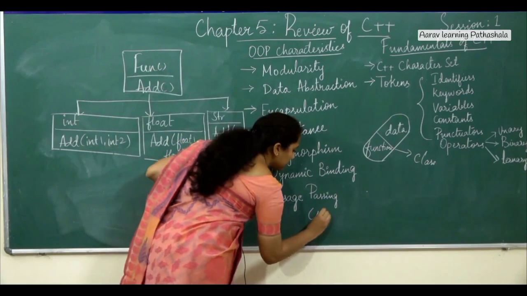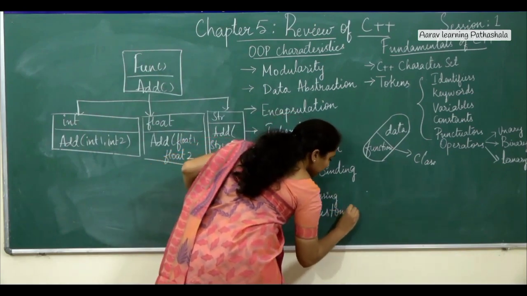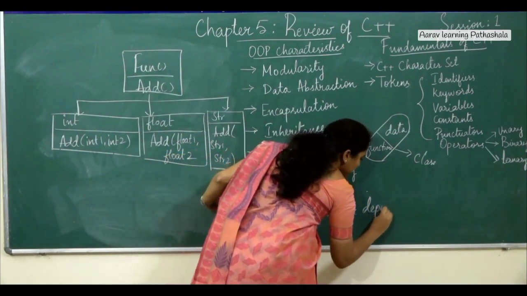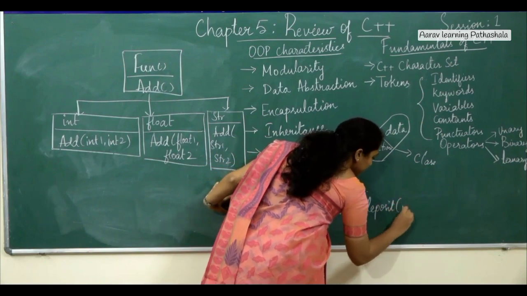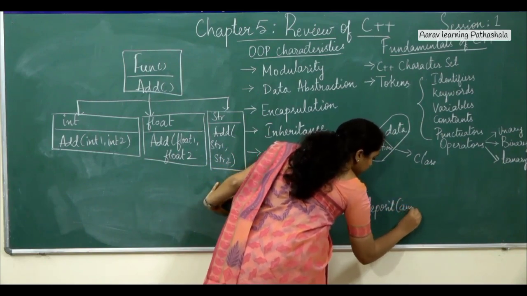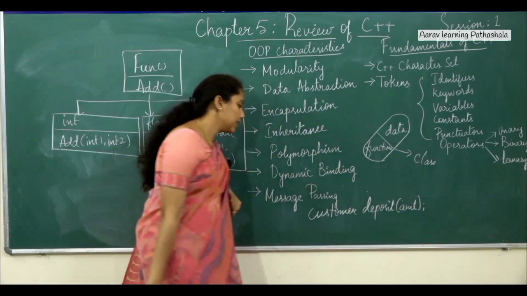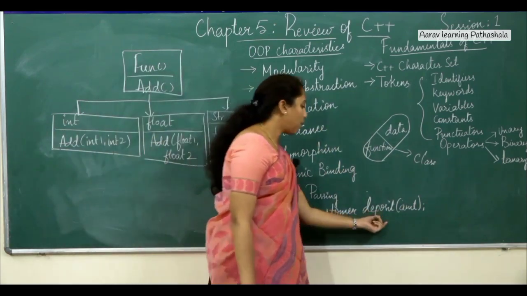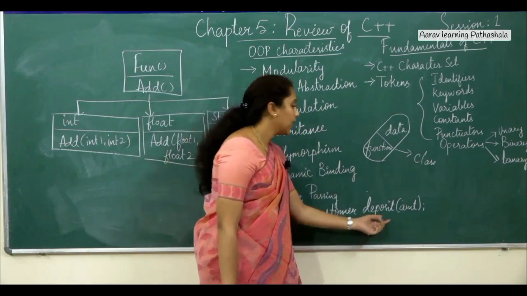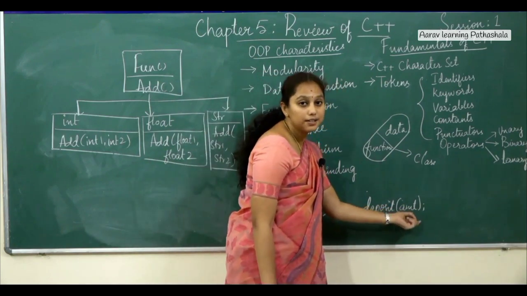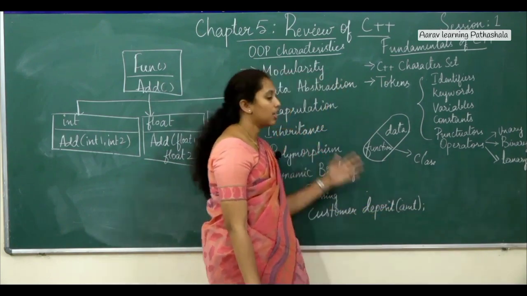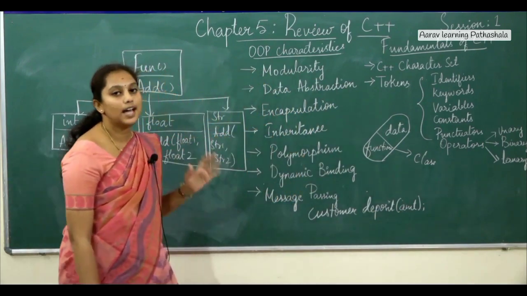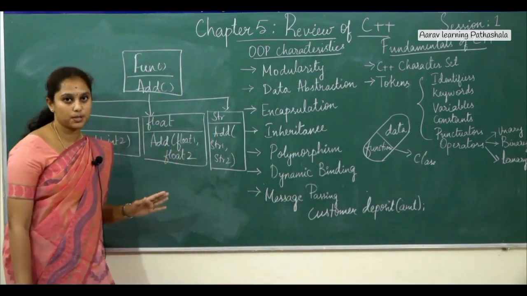Consider customer deposit amount. In this example, customer is the name of the object, deposit is the name of the function, and amount is the information to be sent. So this is about the characteristics of OOPS.